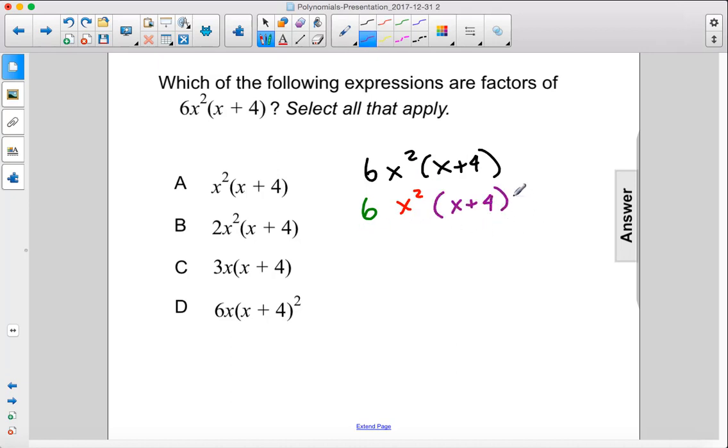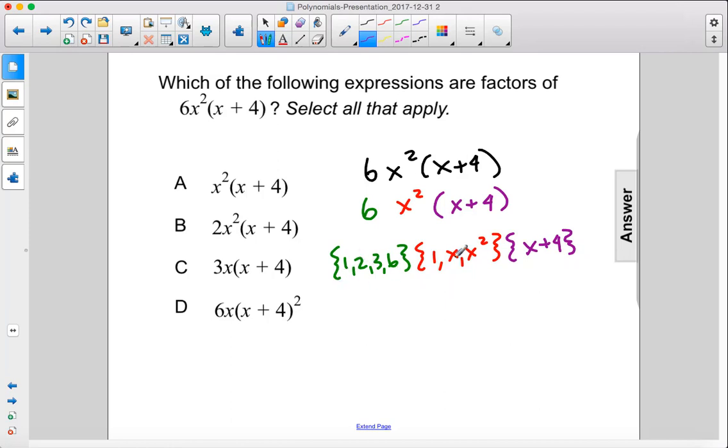Now we're going to use our set method that we learned earlier to come up with the complete set of possibilities of factors. So for 6, we have factors of 1, 2, 3, and 6. For x squared, we have 1, x, or x squared. And finally, for x plus 4, we don't have any other factors. So that has to remain as is.